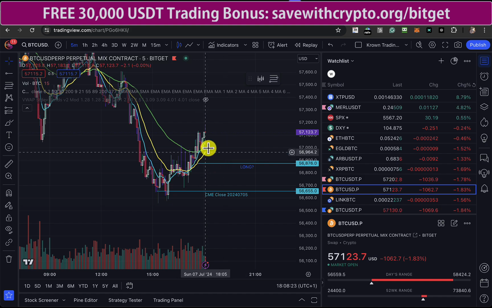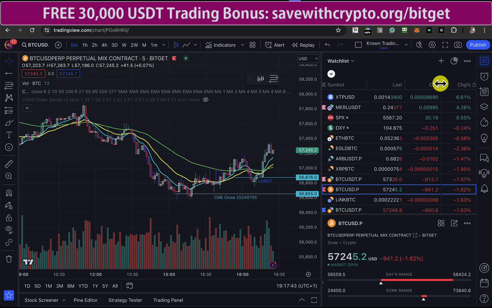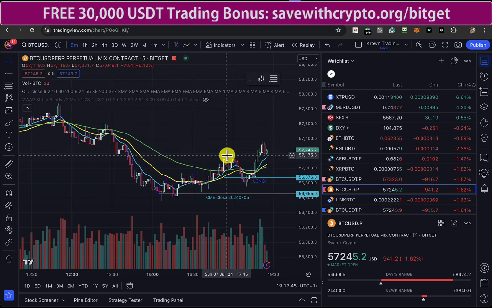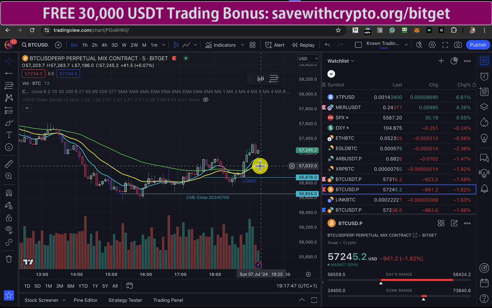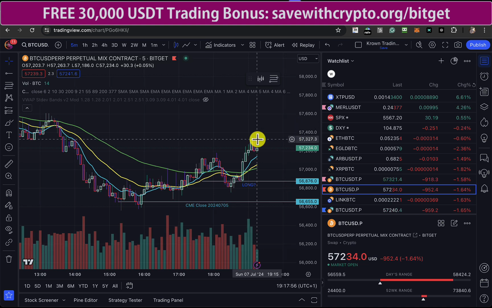So will that yellow reach the green? That's the question. Okay, so it's about an hour or so on, and you can see here that now the yellow has crossed the green on the 5 minute time frame, and the cyan is leading the way, showing that the trend is up for the moment.